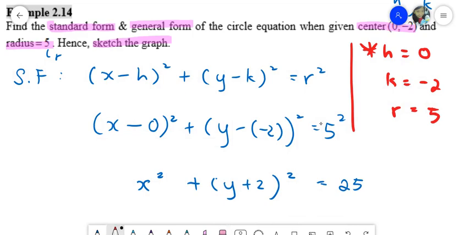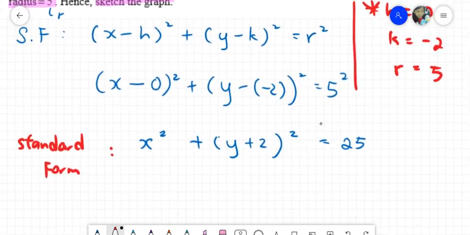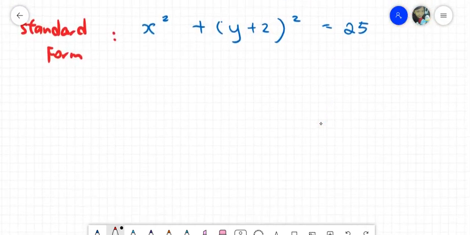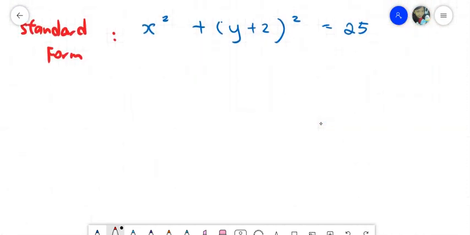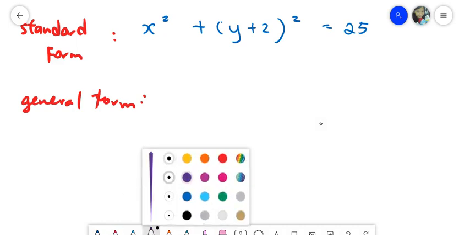Or you may write down standard form. This is your standard form. Okay, so how about your general form then? So what will be your general form? General form. Okay, as I said, you just need to expand.